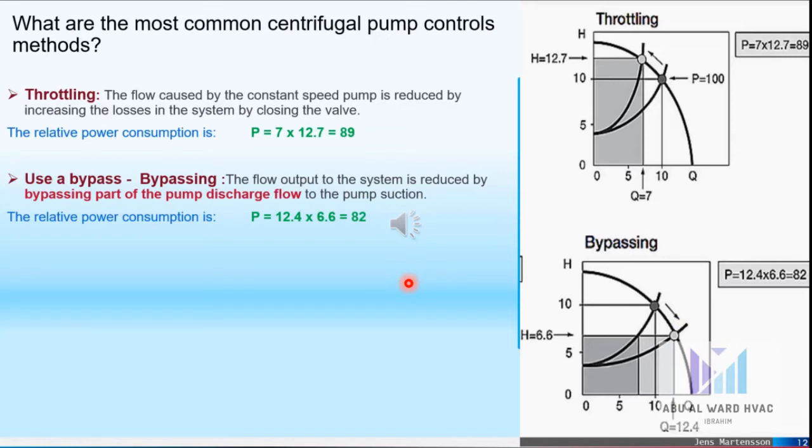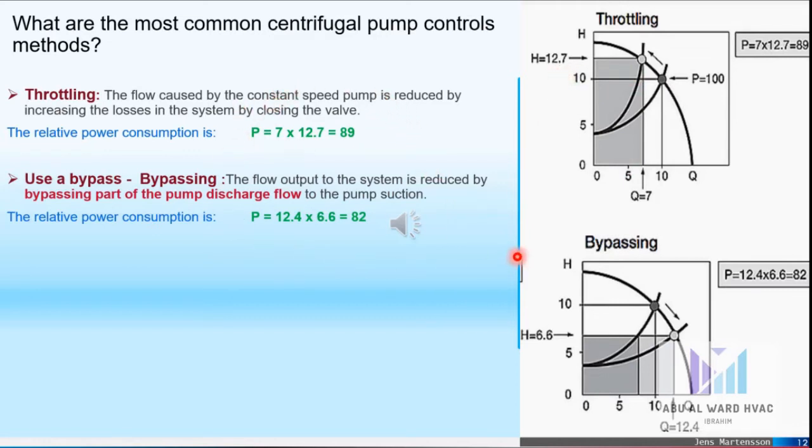The relative power consumption for both methods. For example, throttling. When we throttle the valve for the first pump here from 10 to 7, the power consumption will be reduced from 100 to 89. 7 multiplied by 12.7, it is 89. It was 100 here, so it is reduced to 89. That means it is power saving.